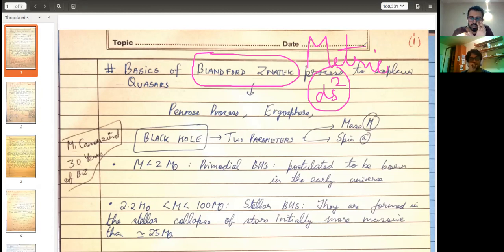Then the idea was, what if this mass is rotating? And then the idea came up that you have a metric called the Kerr space-time. So that's how Kerr space-time came into the picture.